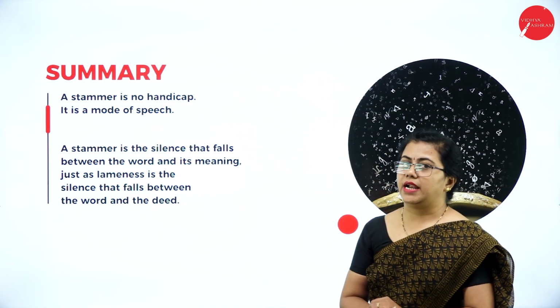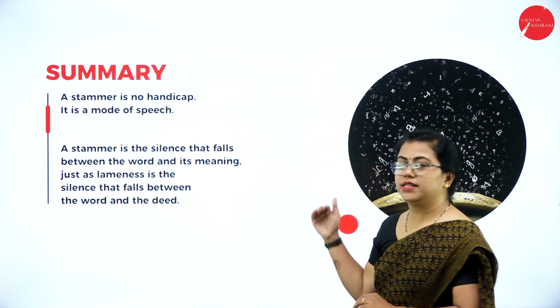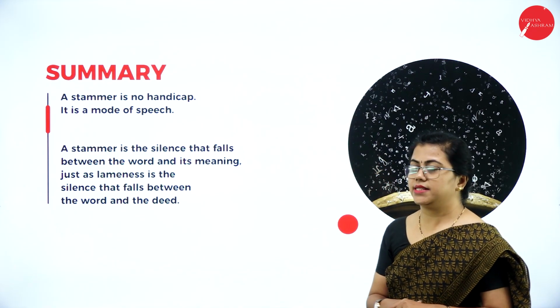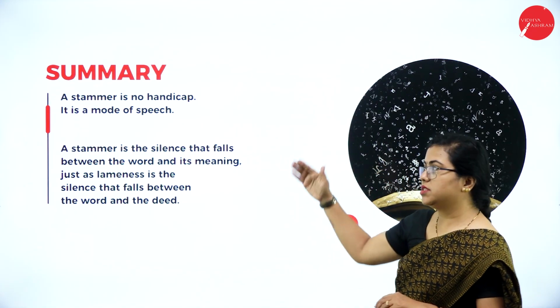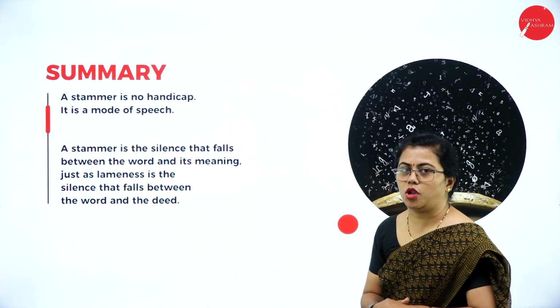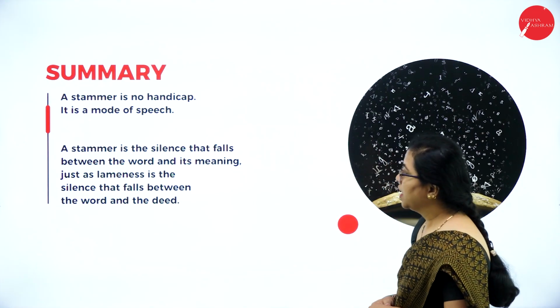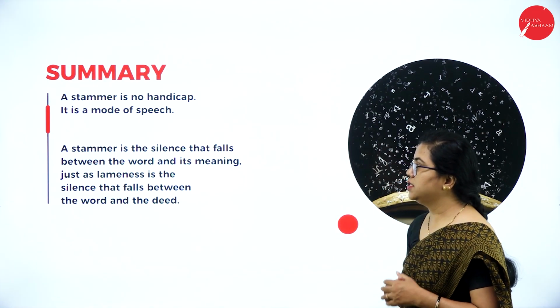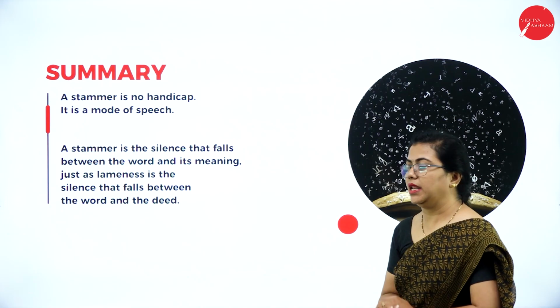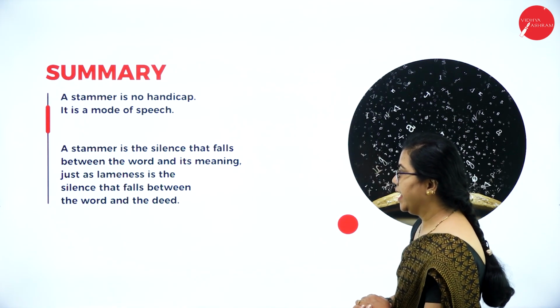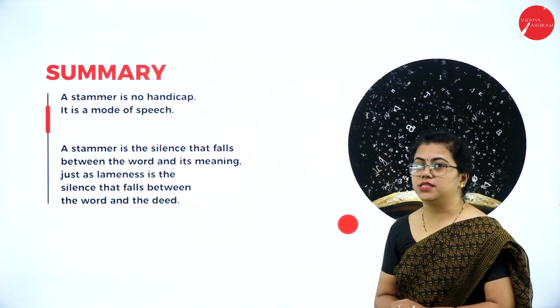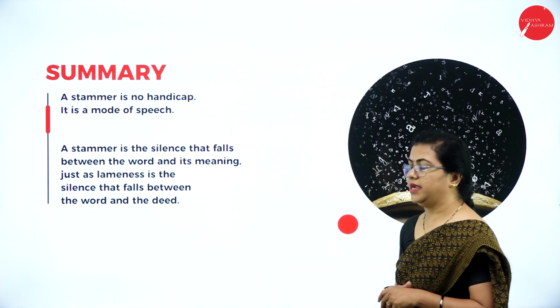Let us just understand the summary. So we'll understand it by stanza. So these two stanzas I've just combined because the first stanza is very small. A stammer is no handicap, it's a mode of speech. A stammer is the silence that falls between the word and its meaning. Just as lameness is the silence that falls between the word and the deed.